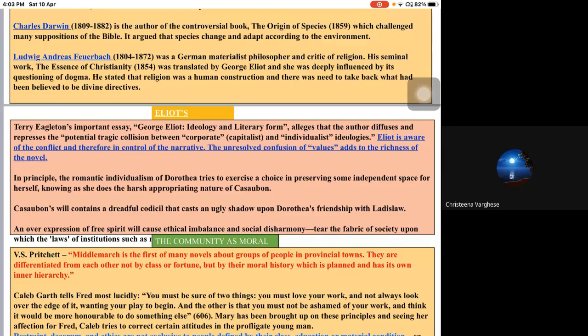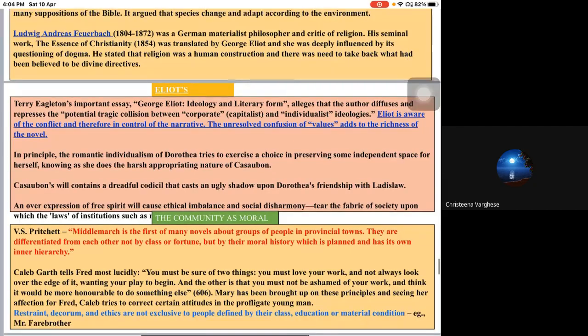In principle, the romantic individualism of Dorothea tries to exercise a choice in preserving some independent space for herself, knowing as she does the harsh appropriating nature of Casaubon. And Casaubon's will contains a dreadful codicil that casts an ugly shadow upon Dorothea's friendship with Ladislaw. An overexpression of free spirit will cause ethical imbalance and social disharmony, tear the fabric of society upon which laws of institutions such as marriage are built. The community as something moral. Okay.